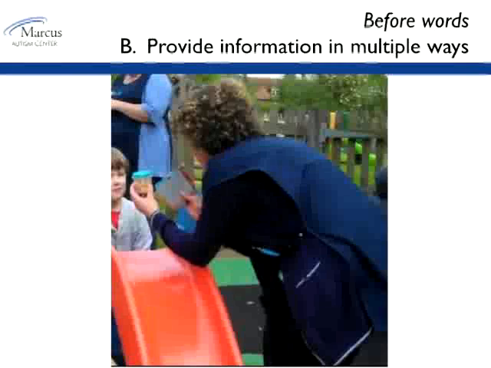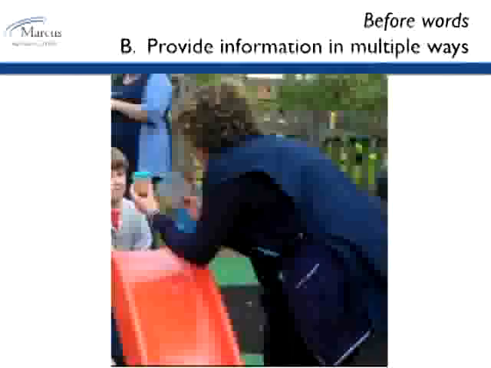They also have something to hold for the majority of the time, so they're experiencing that engagement at a real tactile level, which is really key for helping them stay with the group. We also want to think about Section B, which is providing information in multiple ways for the before words child. This is an example of a child being asked to make a transition from outdoor play back inside the classroom. The teacher has a visual for scheduling that shows it's time for snack time.